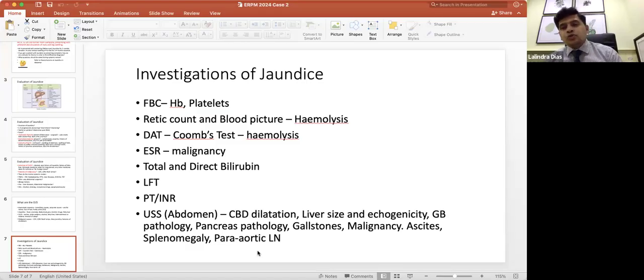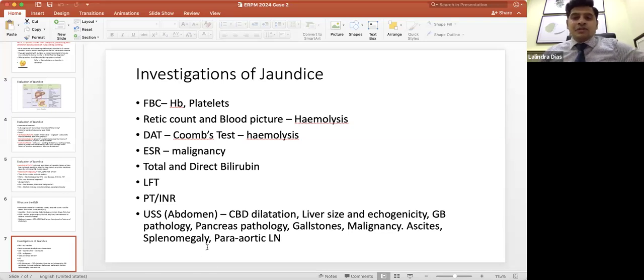You also do the prothrombin time and INR. Why? If it is a liver injury, liver damage, the clotting factors are also going to get damaged. Factor 7 represents the INR, prothrombin time. So the prothrombin time and the INR are going to get prolonged, and that can cause even bleeding manifestations.